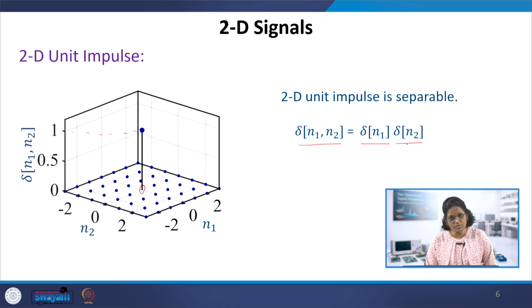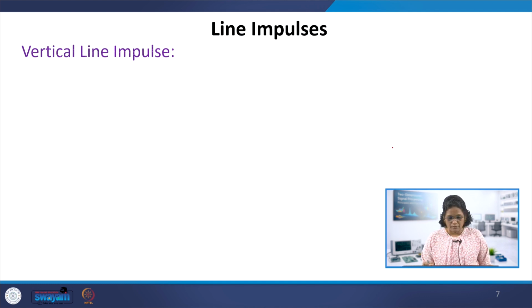This is also valid for n-dimensional signals. Here we are just discussing two-dimensional, so del of n1 and del of n2. So how would these impulses look, that is del of n1 and del of n2? Okay, so we'll see that the 2D unit impulse can be separated, or written as a multiplication of two 1D impulses. Now coming to the line impulse, what are the different cases of impulses we have in the 2D case?